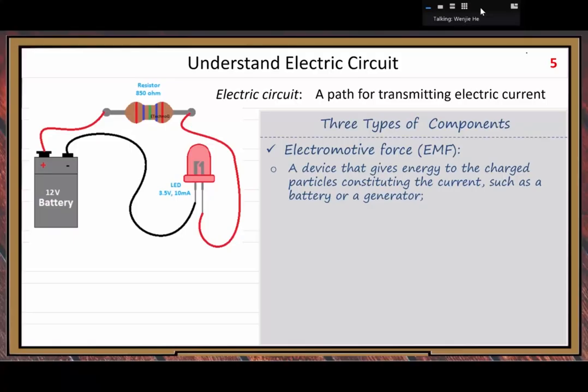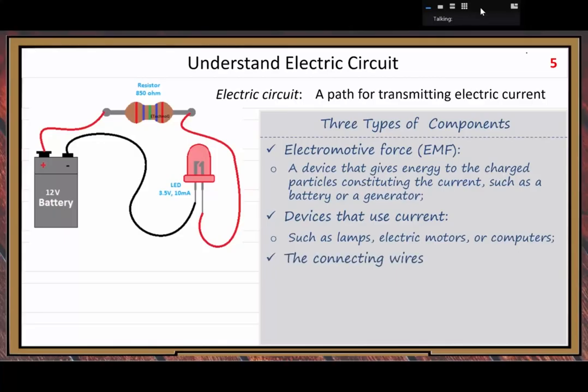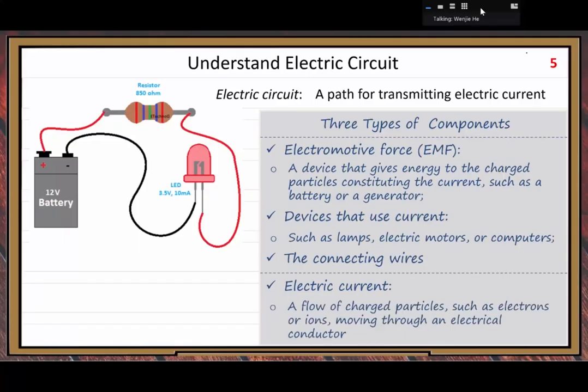That's the first component. Second, devices that use current, such as lamps, electric motors, or computers. Look at this part. Third, the connecting wires. Also, we need to understand electric current: a flow of charged particles, such as electrons or ions, moving through an electrical conductor. Just imagine that.